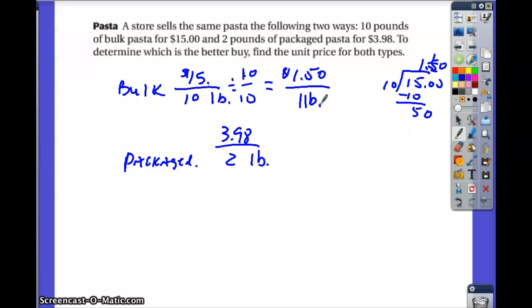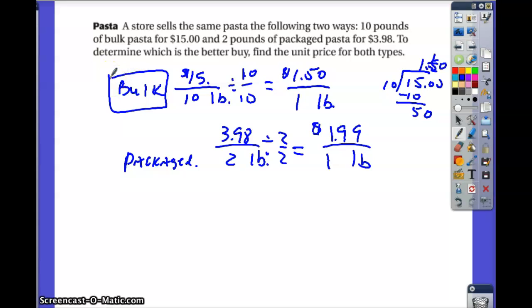Oh, we need to rewrite that. Let me rewrite that. 1 pound. So $1.50 per pound. So for the packaged, we're going to divide both of these by 2. Again, it's per pound in the bottom. 2 into 3 goes once. 2 into 19 goes 9 times. 2 into 18 goes 9 times. $1.99 per pound. So the better buy is the bulk pasta for $1.50 per pound.